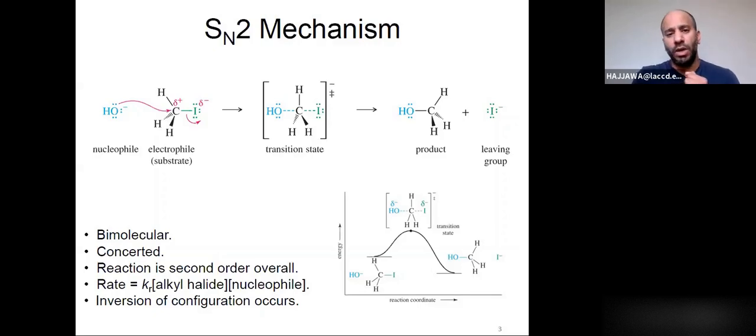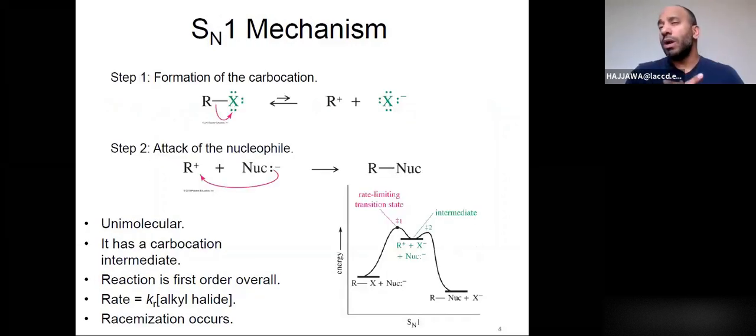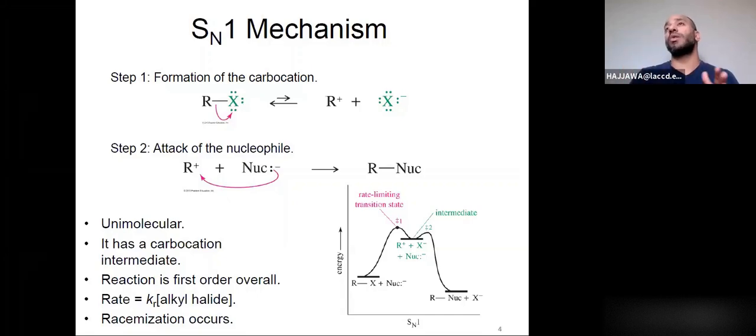While the SN1 mechanism is not a concerted mechanism, there are always several steps, a minimum of two. The first step is the slow rate-determining step, which is the formation of the carbocation. The alkyl halide kicks off the halide and forms the carbocation. And the carbocation may undergo rearrangement, and that's why we say there may be more than two steps.